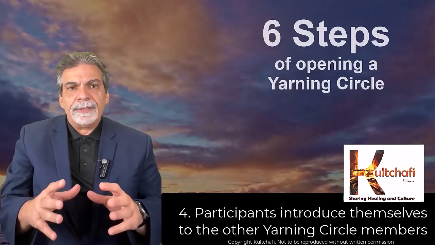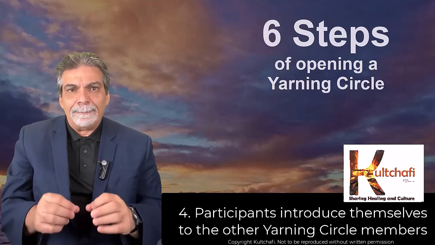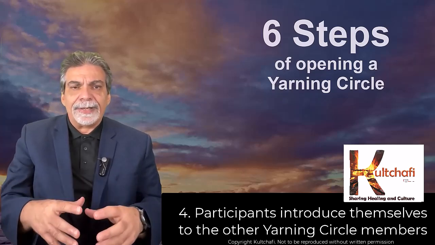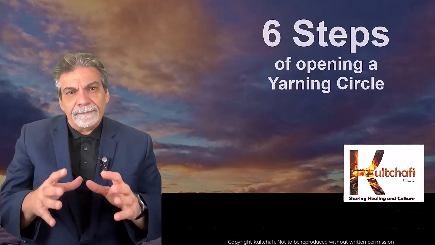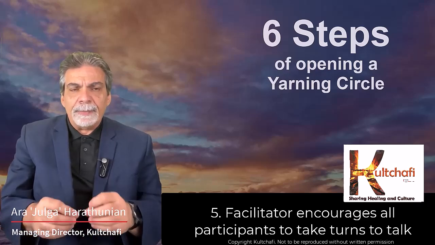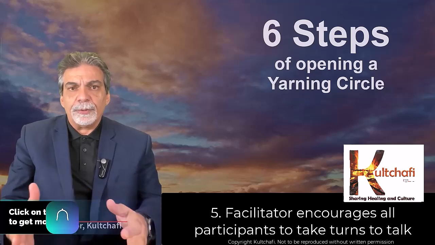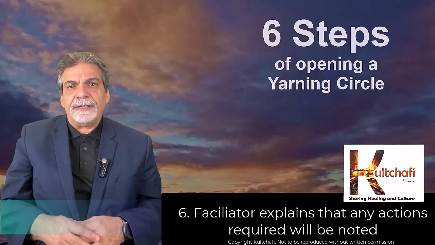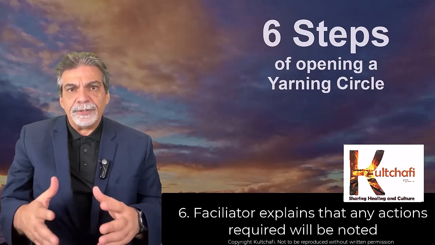4. Participants are asked to introduce themselves and share something about themselves. This should relate directly or indirectly to the topic. 5. The facilitator encourages participants to take turns to talk, which may involve posing a question to an individual or the group. 6. Any actions or issues identified by the Yarning Circle can be noted and brought to a future Yarning Circle.